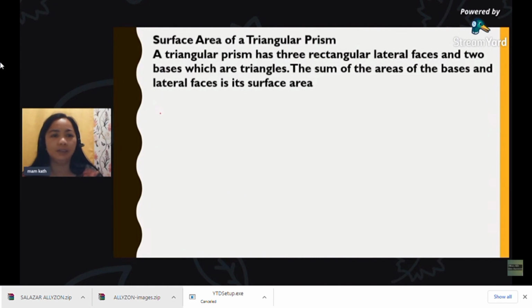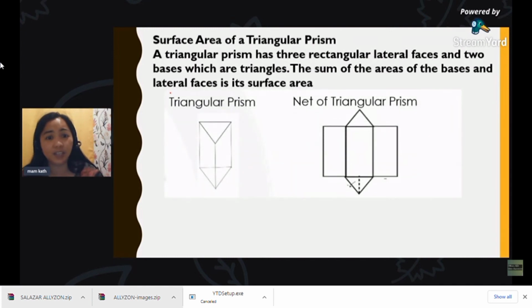Now, let's have the surface area of a triangular prism. What does a triangular prism look like? One of the best examples of a triangular prism is the box of Toblerone. Now, a triangular prism has 3 rectangular lateral faces and 2 bases, which are triangles. The sum of the areas of the bases and the lateral faces is its surface area. This is what a triangular prism looks like. Sometimes it is lying down, sometimes standing. So, these are its bases. It has two triangles, and it has three rectangles.